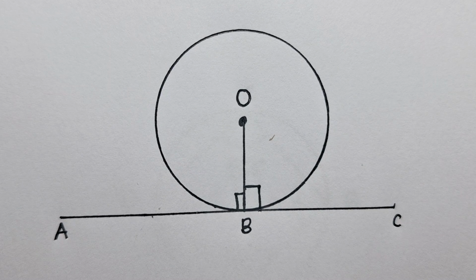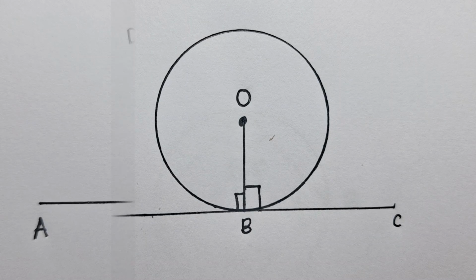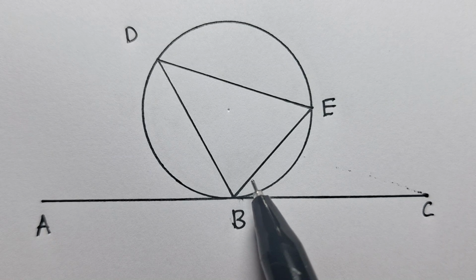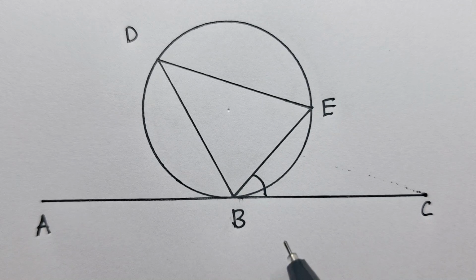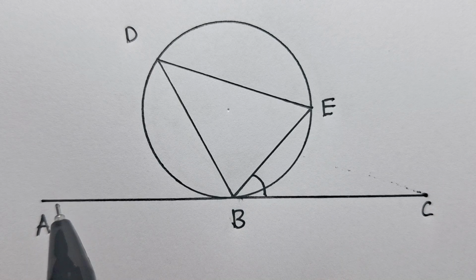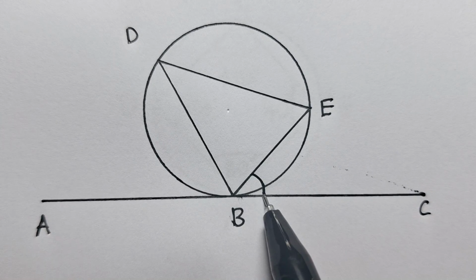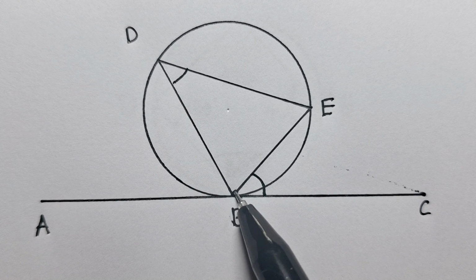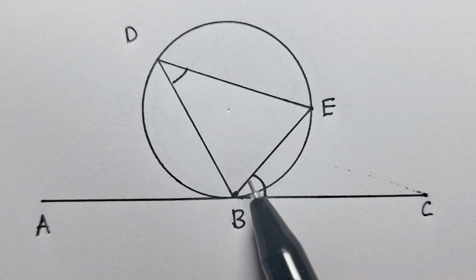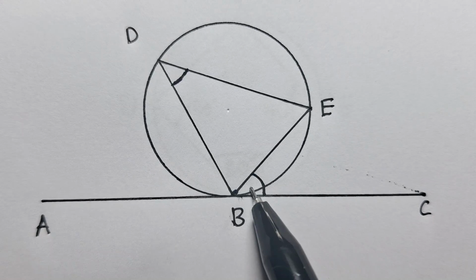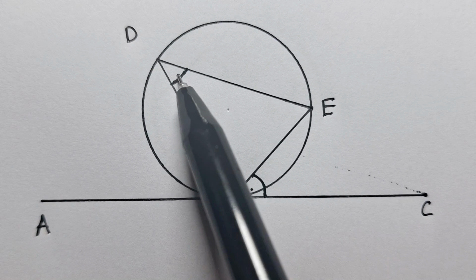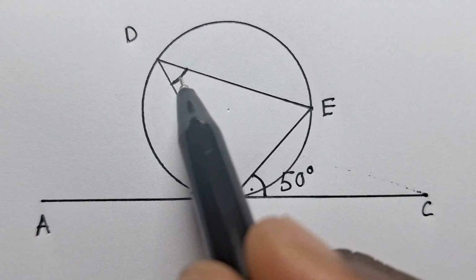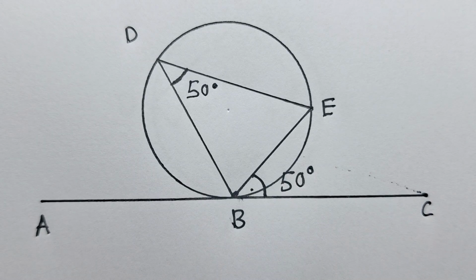Let's go to the last property, which is property number 6. Property number 6 says that the angle between the chord and the tangent line, you see this tangent line and the chord, is equal to the angle which is being formed by the chord. You see, this is a chord, so it's forming a triangle. So this angle will always be equal to the angle between this chord and this. So let's say this is 50 degrees. This will also be 50 degrees.